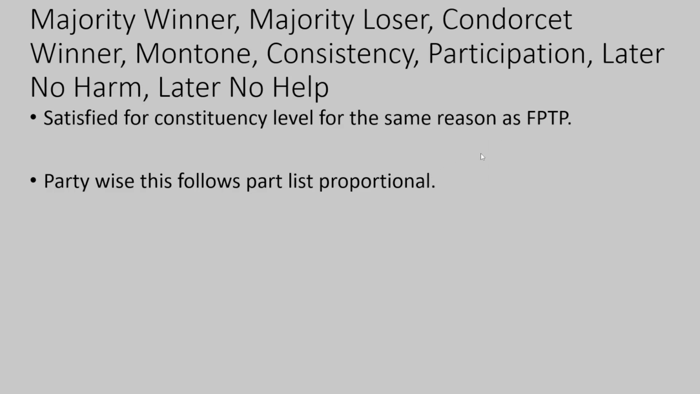Now, let's address the criteria. All of the criteria listed here, majority winner, majority loser, Condorcet winner, monotone, consistency, participation, later no harm, and later no help, are functionally identical to either the first past the post video or the party list proportional video, depending on whether you're talking about the party vote or the constituency level vote. So I will not cover those in much more detail. You can go see those videos if you want to know how those systems work and if they satisfy these criteria. Long story short, mostly yes.